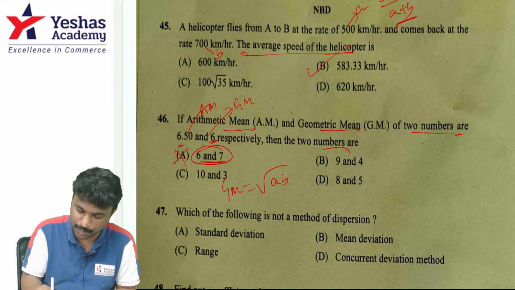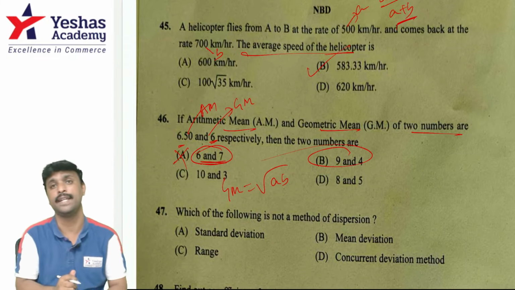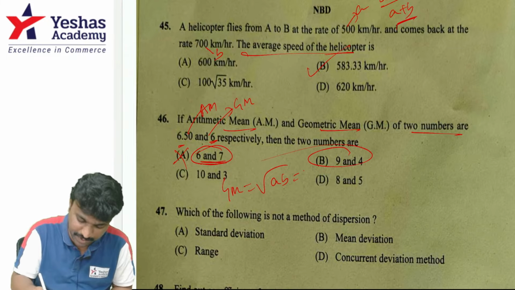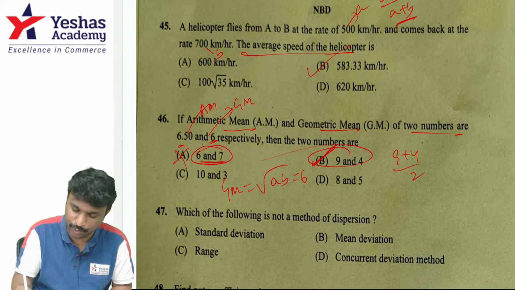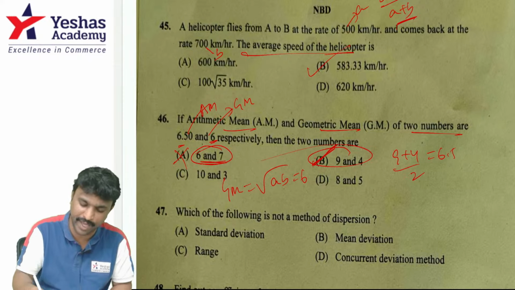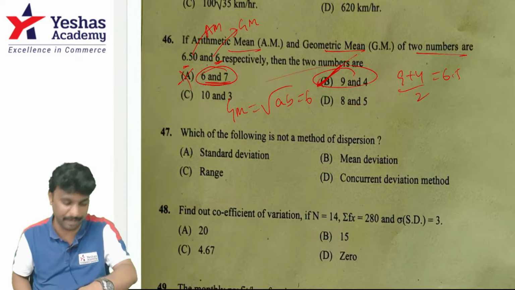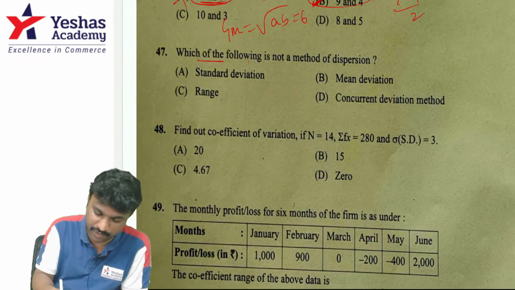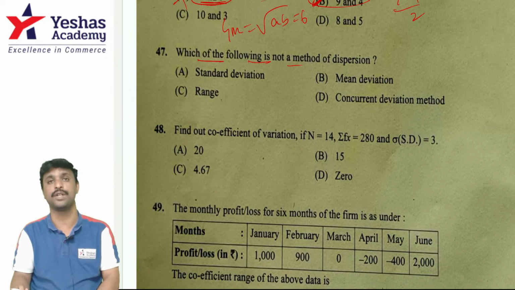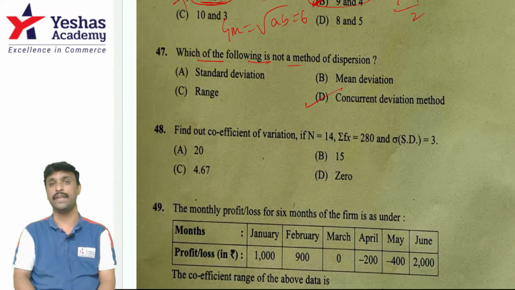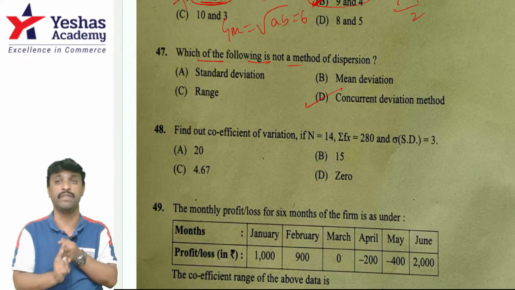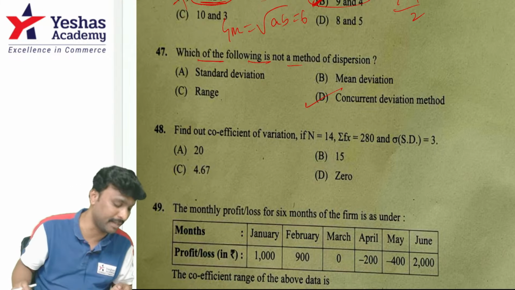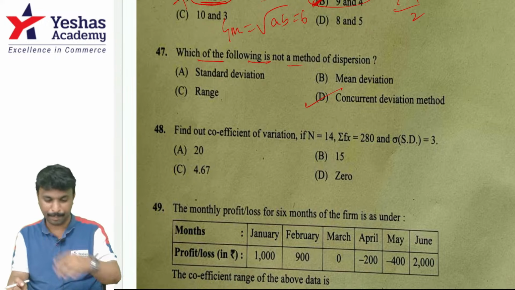If I hit second option, 9 into 4 is 36. Root 36 is 6. So GM is 6 for option B. And what is AM? 9 plus 4 divided by 2. 13 by 2 is 6.5. Both AM and GM are satisfied with option B. Guys, 47th question. Which of the following is not a method of dispersion? So it is concurrent deviation method. See, standard deviation, quartile deviation, mean deviation, range, all these are methods of dispersion.